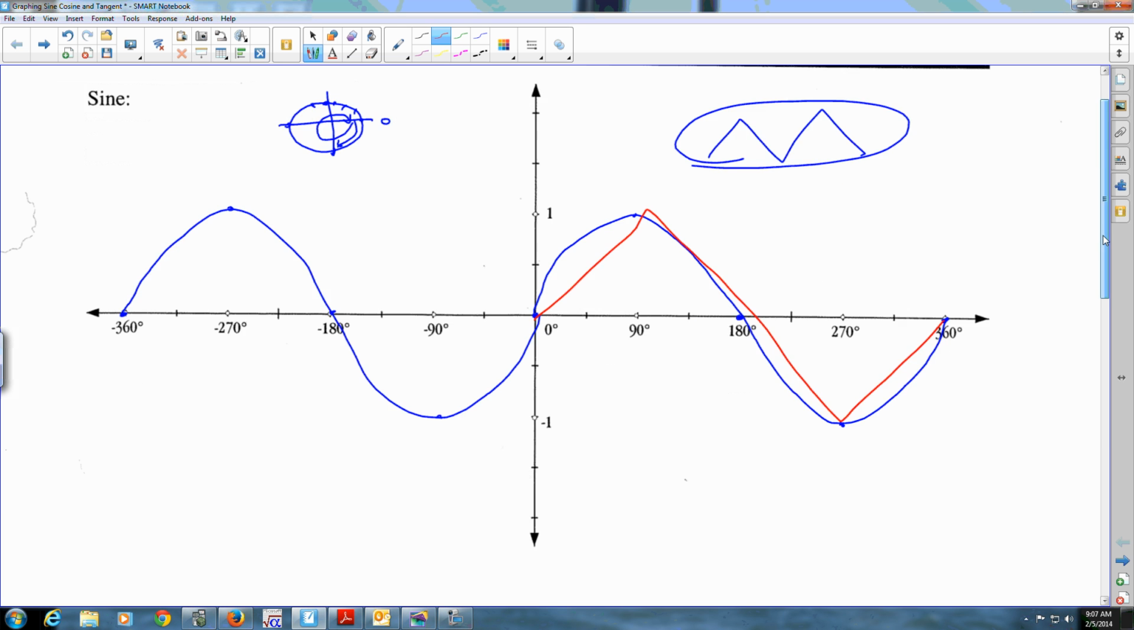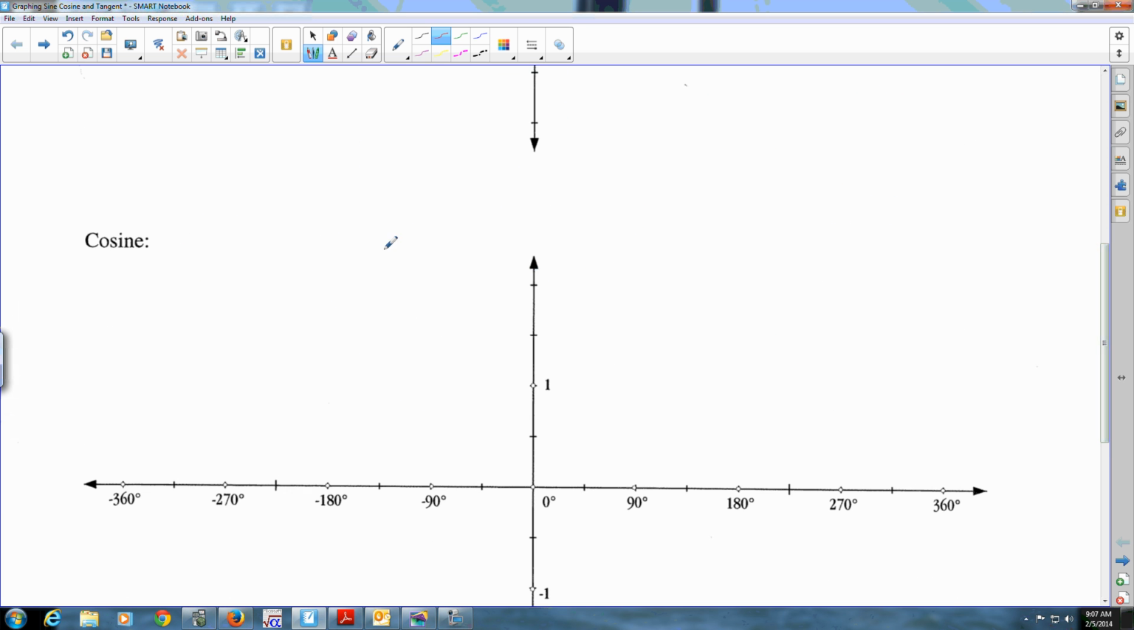Okay? Cosine. Looking at the four corners again. At 0, your x value is 1. So this is the x-axis. This is the theta axis. At 0, you're at 1. At 90, you're at 0. At 180, you're at -1. At 270, you're back to 0, and at 360, you're back up to 1. If you want, you can go ahead and fill this out too.